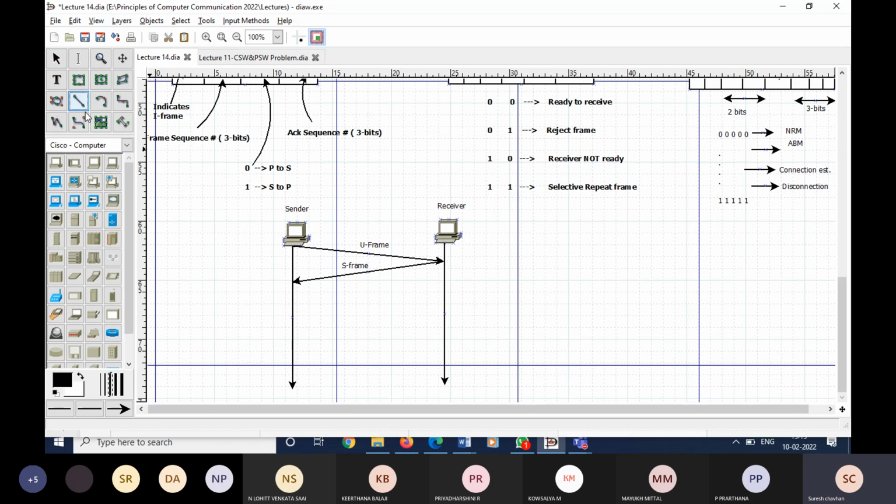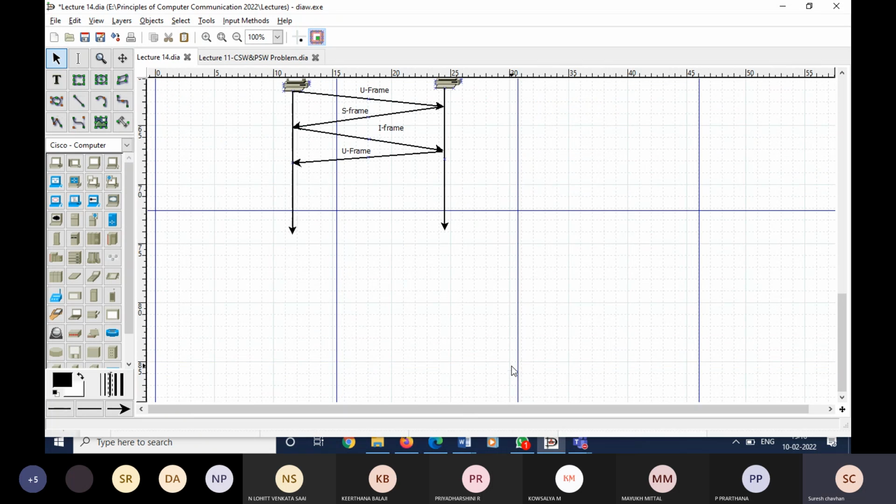Once that is done, the actual information needs to be transferred, and that actual information will be transferred using the I frame. And suppose I have finished transmitting all my data and I want to disconnect the connection. At that time, I need the last frame, that is the U frame. So this is how it will work in real time.